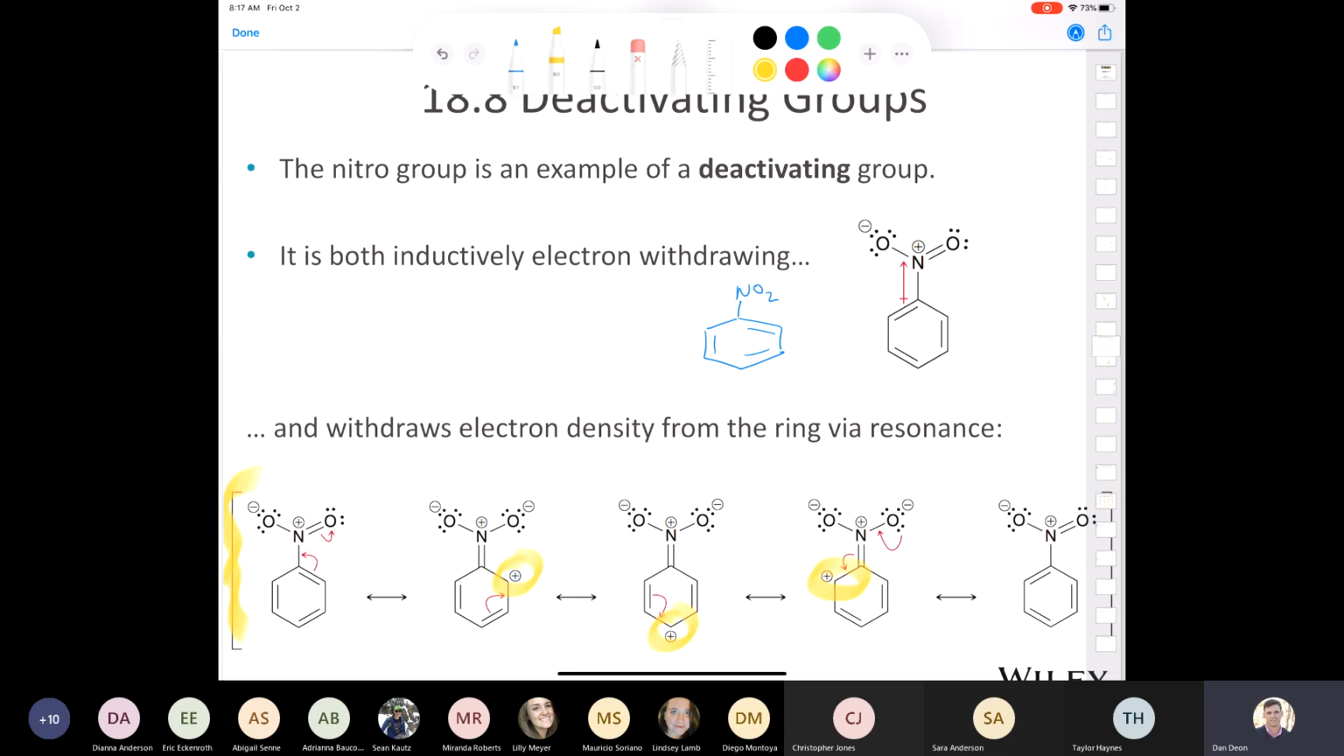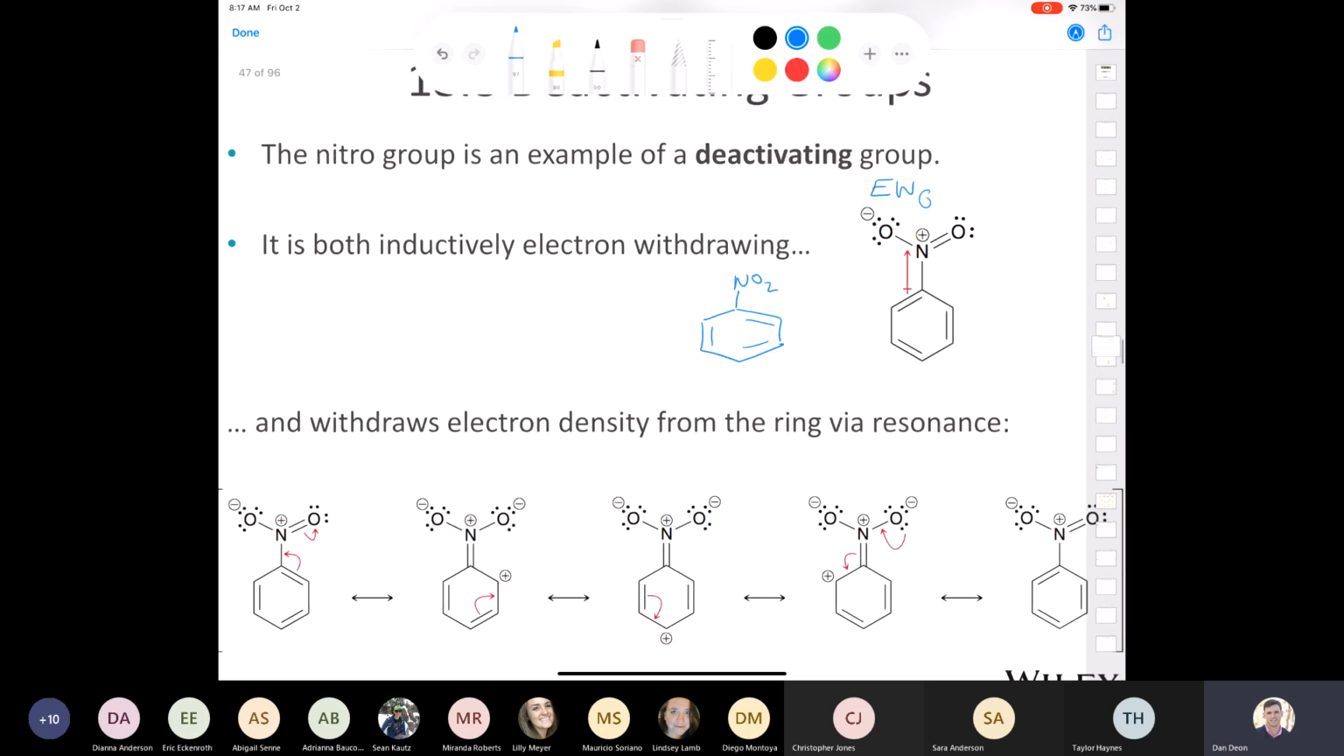Now, let's think about it. The activating groups were donating electron density to the ring, right, which was making the pi bonds more nucleophilic. They were ready for a nucleophilic attack. If we have a positive charge delocalized throughout that aromatic ring, what does that tell us in these resonance structures? It tells us that electron density is being withdrawn from the ring. It's pulling it away. And so we call this deactivating group an electron withdrawing group, an EWG.